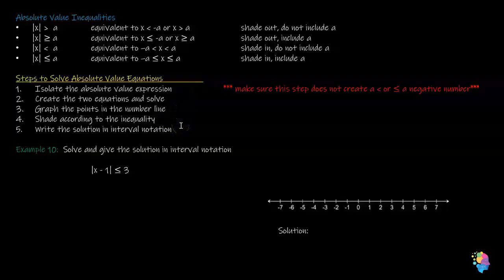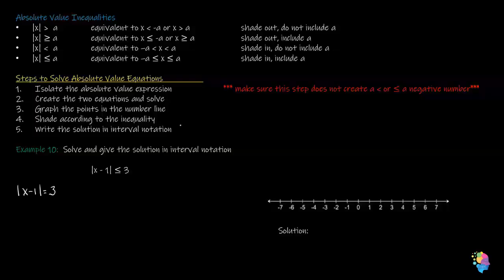So let's begin. In example 10, it reads, the absolute value of x minus 1 is less than or equal to 3. So we start with the equation: the absolute value of x minus 1 is equal to 3. So how do we read this? This one reads that x minus 1 is 3 units away from 0. So we have two equations to solve.